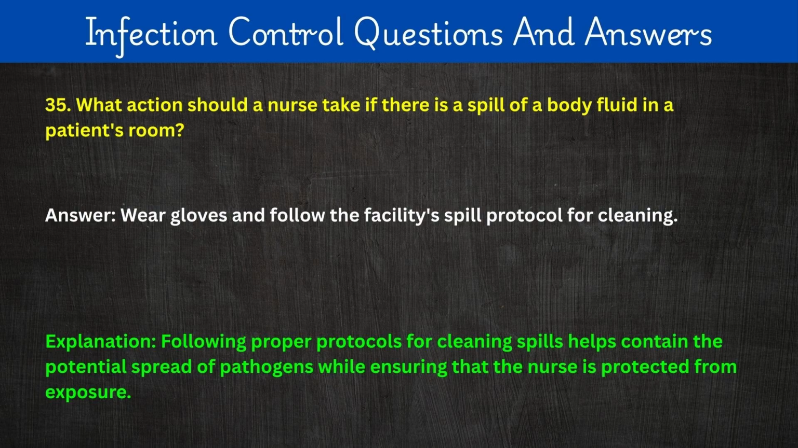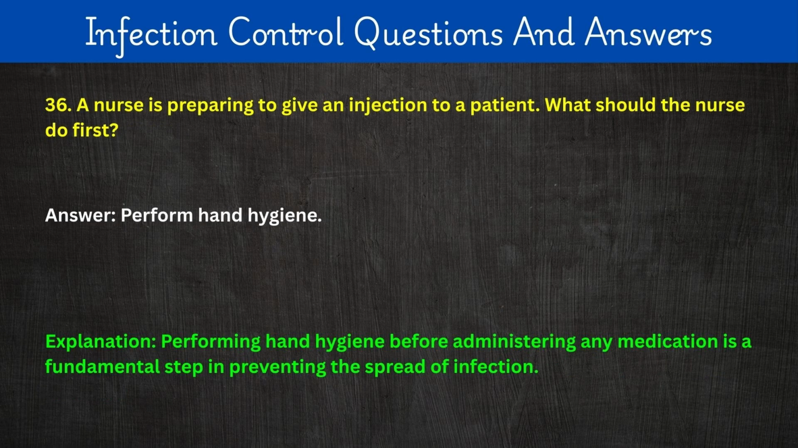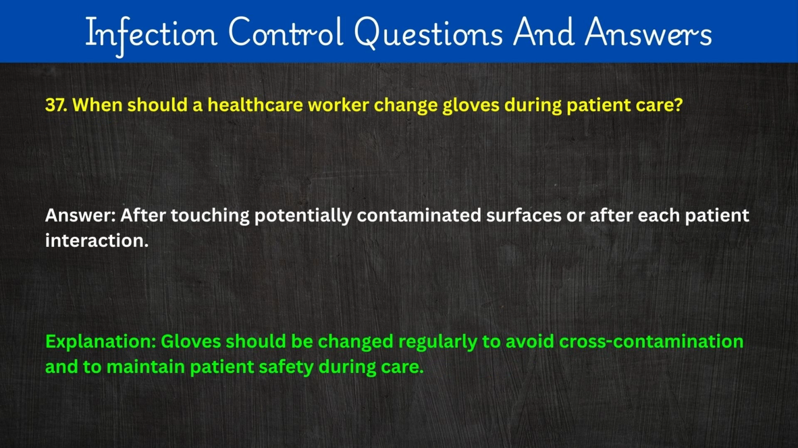Explanation: following proper protocols for cleaning spills helps contain the potential spread of pathogens while ensuring that the nurse is protected from exposure. 36. A nurse is preparing to give an injection to a patient. What should the nurse do first? Answer: perform hand hygiene. Explanation: performing hand hygiene before administering any medication is a fundamental step in preventing the spread of infection.